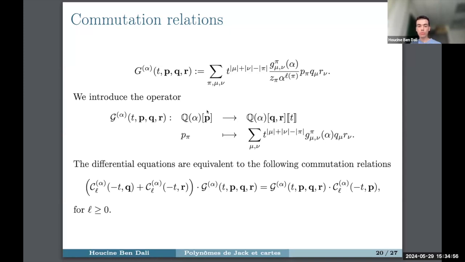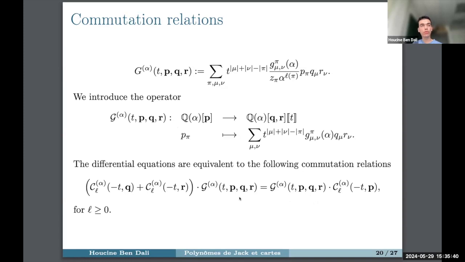So we start from this space on the left here. We apply G alpha to go on the space with the alphabets Q and R. And then in this space, we will apply the operator CL in the alphabet Q plus CL in the alphabet R. And this is exactly the same thing as applying the operator CL first in the space of the alphabet P, and then go to the other space by applying G. And these commutation relations are equivalent to the differential equations. So giving a combinatorial proof for this commutation relation is giving a combinatorial proof of the differential equation.